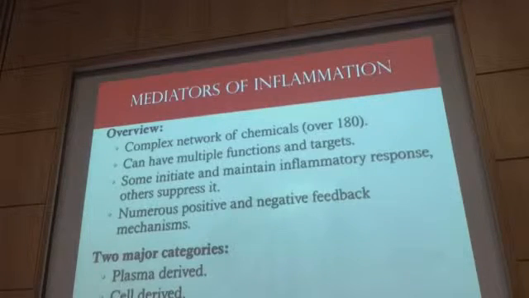Okay, so this is all mediated by different inflammatory mediators. There's over 180 mediators that are produced during inflammation. Some of them are plasma-derived, and some of them are cell-derived. Examples of cell-derived mediators: we just said IL-1, cytokines and chemokines are cell-derived. Plasma-derived mediators: complement, for example.